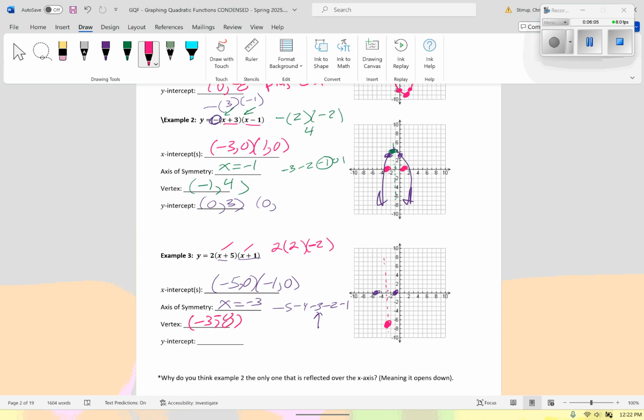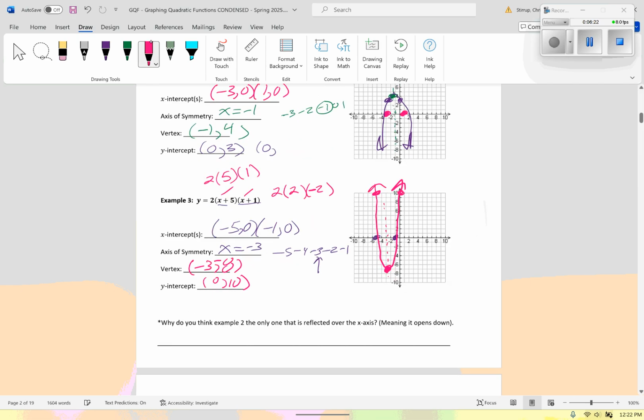Okay, and if I want to find the y-intercept, I'm going to plug 0 into my x's. So I have 2 times 0 plus 5, 0 plus 1. So that's going to give me 10. So 0 comma 10 was way up here. So that means that this point over here also is part of it. And that's what it looks like.